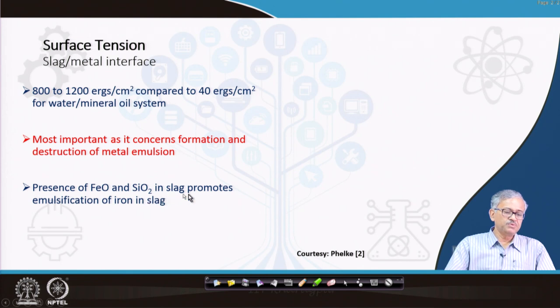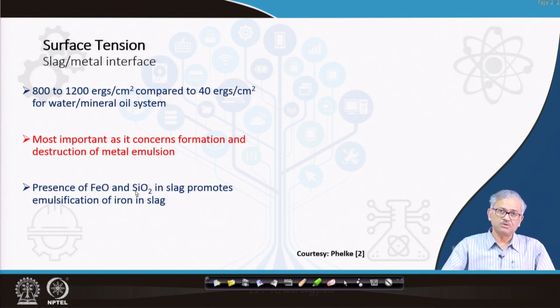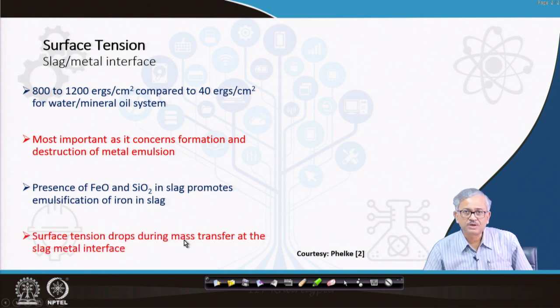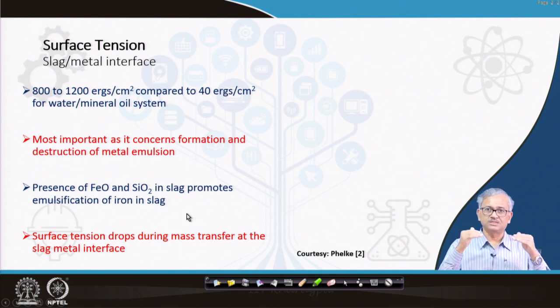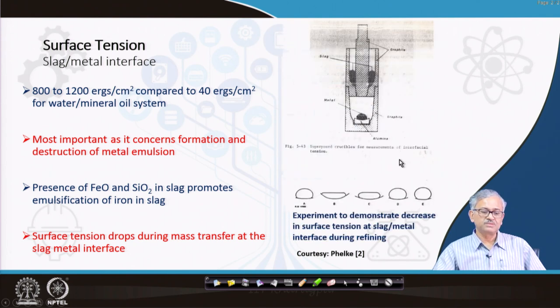And the presence of FeO and SiO2 in the slag has been found to emulsify the iron in the slag. That is, it has been found by experiment that iron emulsifies better into the slag if you have a significant amount of FeO and SiO2 in the slag, because they basically help in emulsification of metal in slag. And most importantly, it has been found by experiment that the surface tension decreases significantly during the mass transfer. That is, when the impurity transfers from the metal to the slag phase, then the surface tension drops significantly.